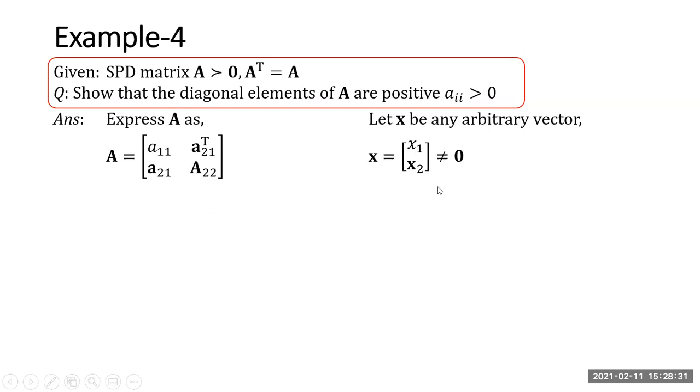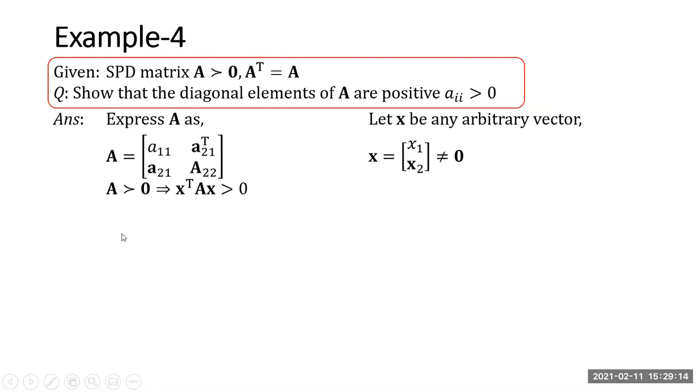Now let's take any arbitrary vector x equals x1 scalar, just like we isolated the very first scalar term A11 here. Here x1, and then x2 is a block vector of one less dimension than x. Just like this A22 is symmetric too. It's one less dimension than A, right? Okay, and so we have to show that the diagonal elements of A are positive.